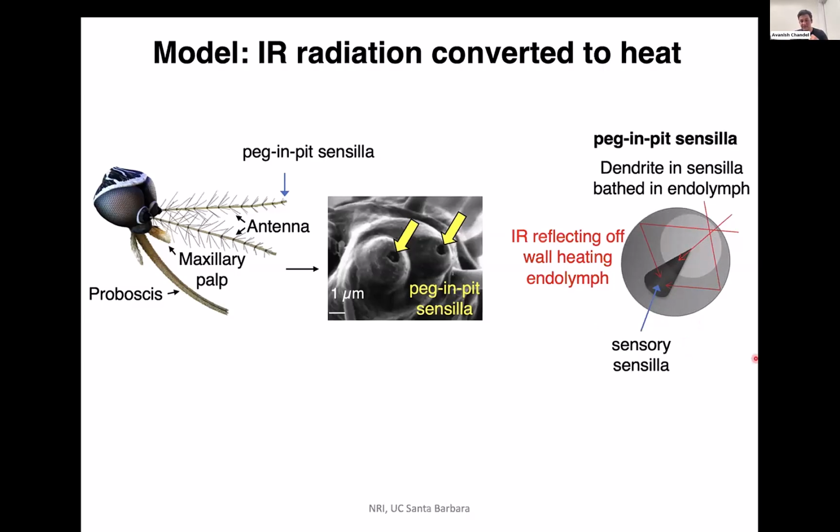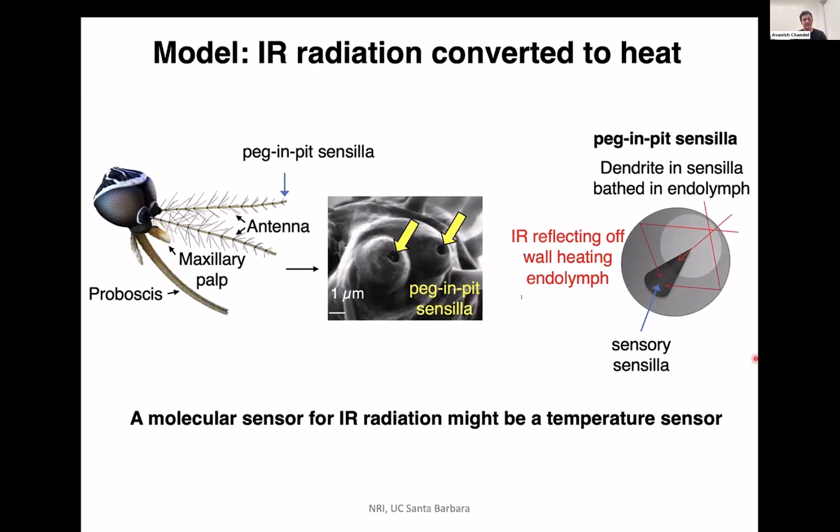There is a neuron in this sensilla that is known to be activated by heat. So according to this model, the heat from our skin, which is converted to IR, is then converted back to heat, suggesting that the molecular sensor of IR radiation might actually be a temperature sensor. So the molecular sensor that is detecting the infrared radiation is indirectly tied to temperature sensing at the very tip of the antenna.